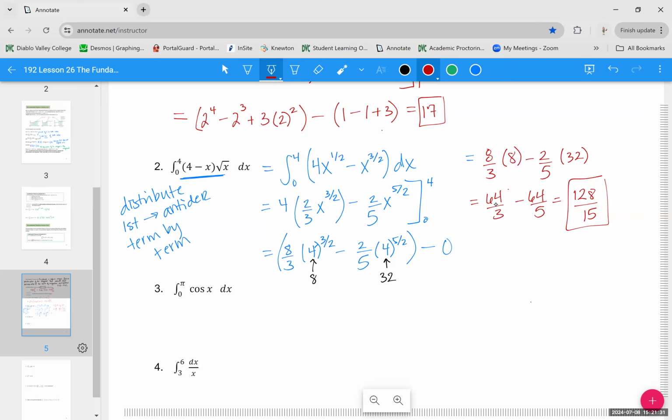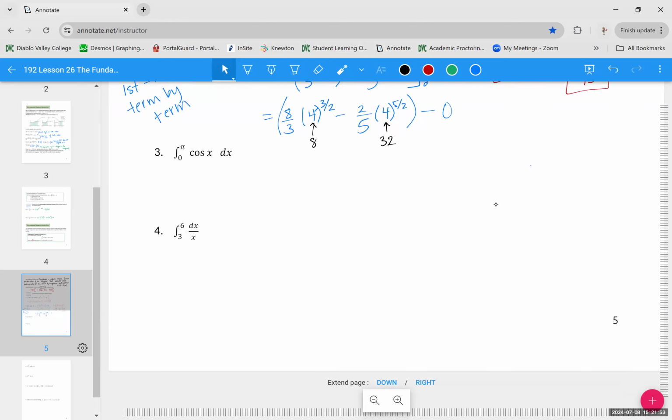I will tell you that most often you're going to be doing a lot of this stuff in Calc 2. There's very few Calc 2 teachers who want you to give them the decimal. Instead, they want you to give them the exact answer. I actually think that might, can that be simplified? No, maybe not. Okay, so you have the general idea. Why don't you pause the video and try numbers 3 and 4.